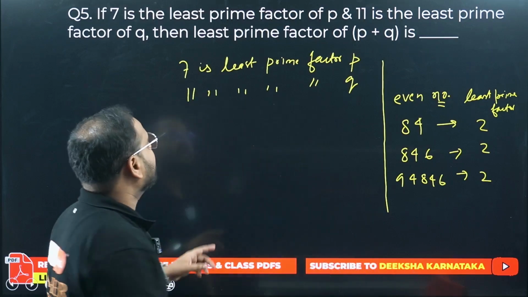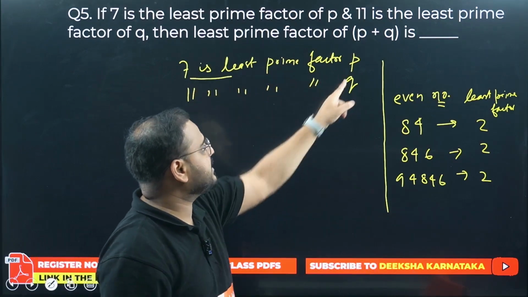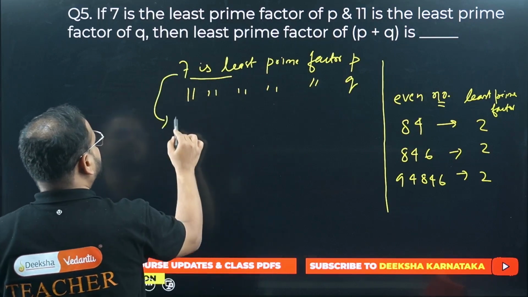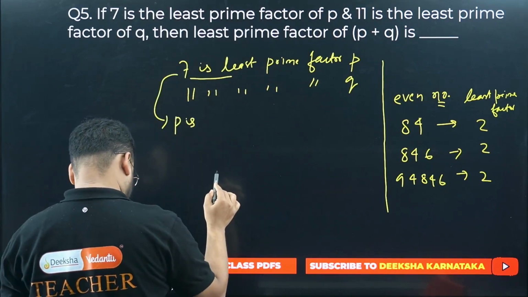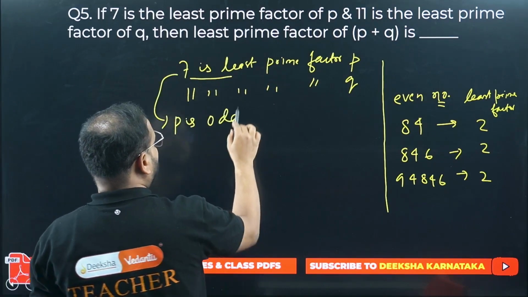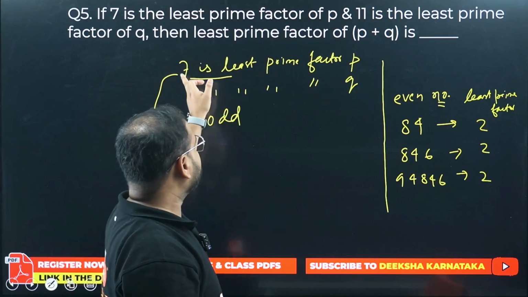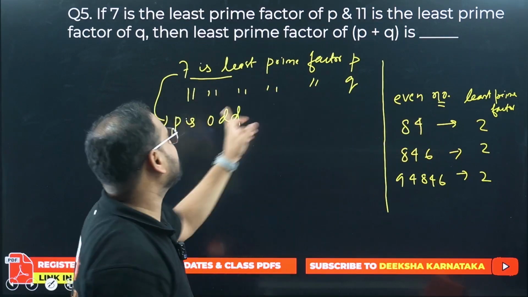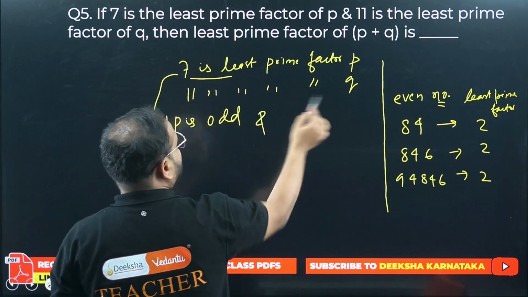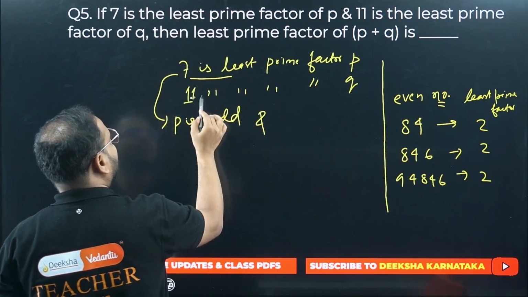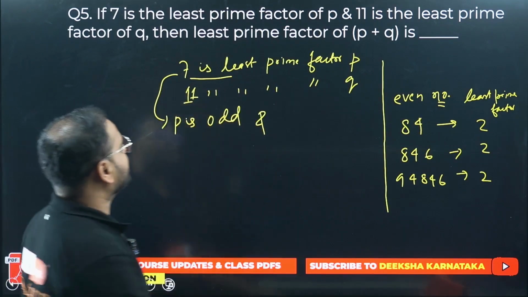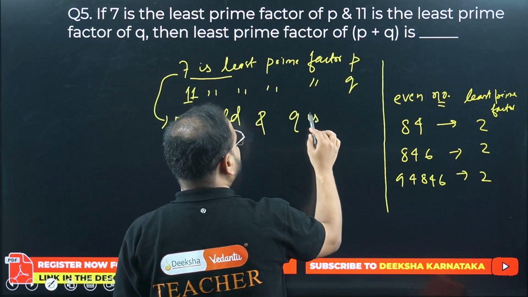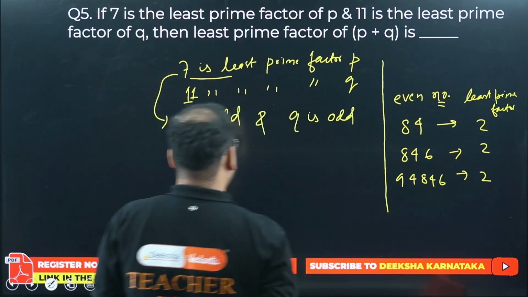So please check here. If 7 is the least prime factor of P, it means P is odd, because if it was 2, then I could say it is even. But 7 is the least prime factor, so P is odd. And what about Q? 11 is the least prime factor. Again, Q is odd.